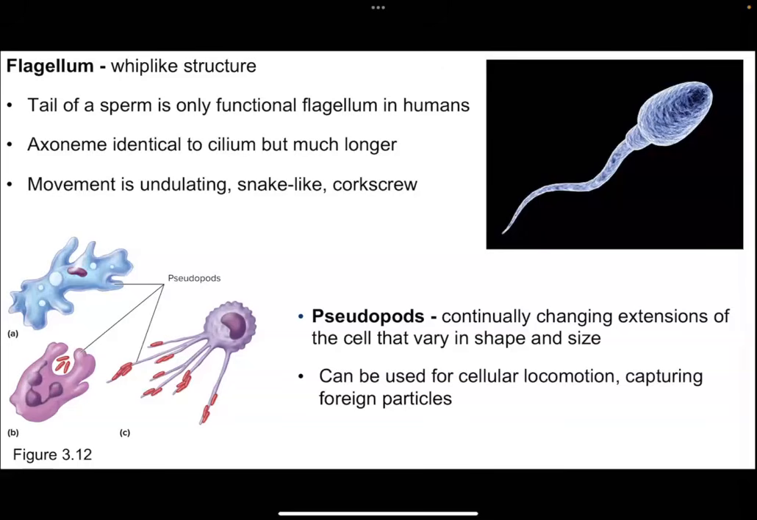The pseudopods help the white blood cell get to this foreign object, bacteria or virus. And then they can also change shape to wrap around these foreign particles and envelop them, and either destroy them or use them to alert other cells of the immune system.